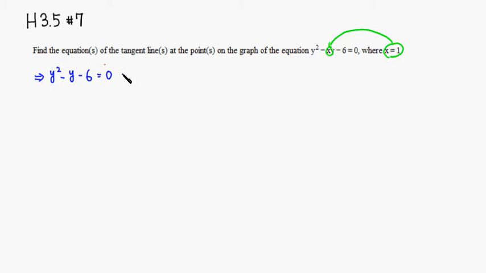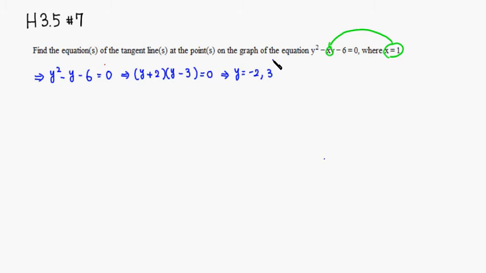Now we can factor this: y and another y. We have to come up with two numbers that multiply together to give negative 6 and add together to give negative 1. So I would do positive 2 and negative 3. That will work out. Therefore, the y values we're looking for are negative 2 from here, and positive 3 from here.